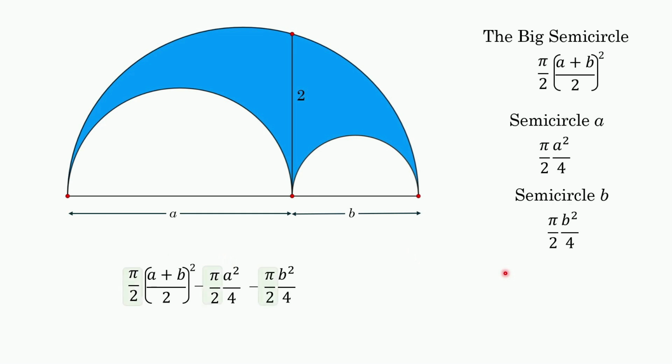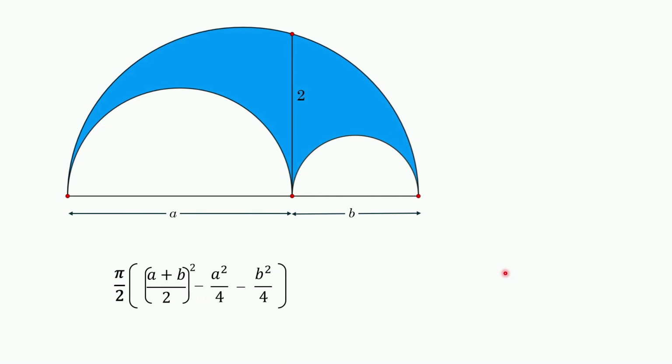Now, when we look here, we actually have a common factor of pi over 2 that we can factor out. And here's what we have left. So that's kind of cool. And (a plus b) over 2 squared would, of course, be a squared plus 2ab plus b squared over 4. So we're going to substitute that in over there, make ourselves some room. The denominator is 4 for all of them, so let's put them all over 4, and we're going to rearrange so we can do some simplification.